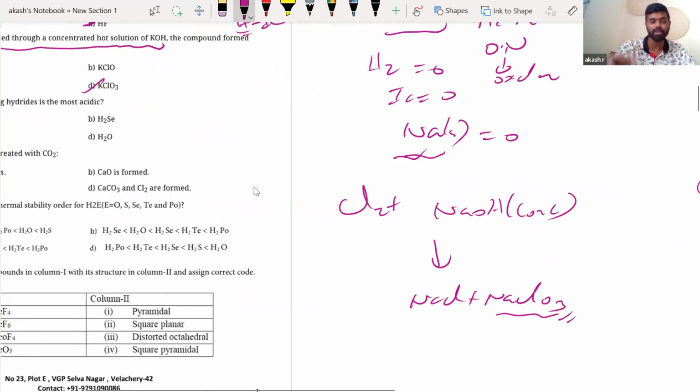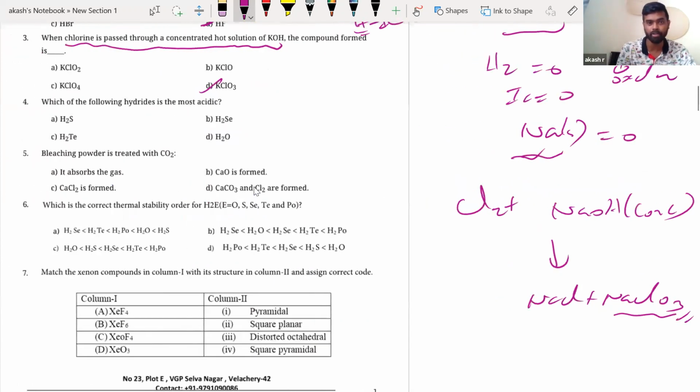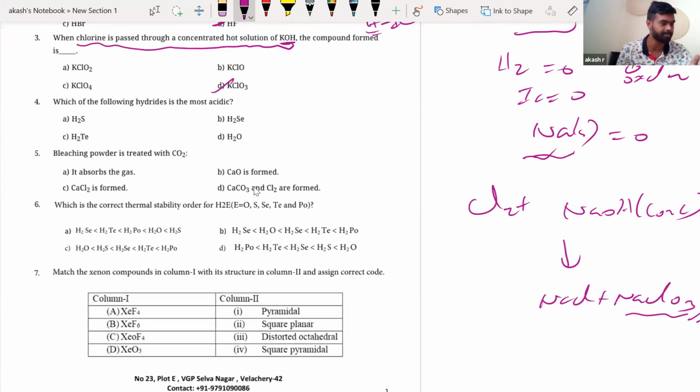Okay, so the answer to this question is KClO3. That is NaClO3, but there is KOH here, so it is KClO3. That's the only difference. Okay, fine.